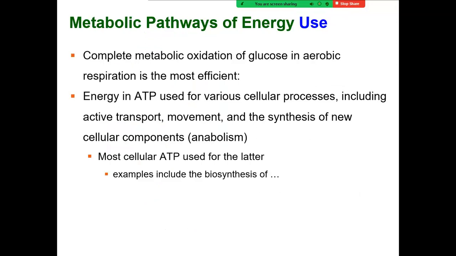When we're talking about the different methods to generate ATP, aerobic respiration is the most efficient. In eukaryotes, aerobic respiration happens with 32 to 34 ATP per molecule of glucose. Other metabolic pathways for generating ATP are not as efficient, and so they will generate less ATP.